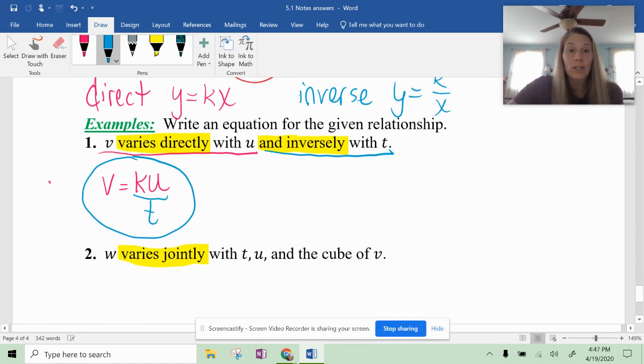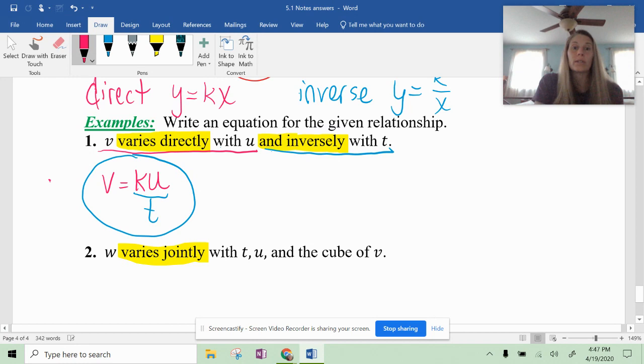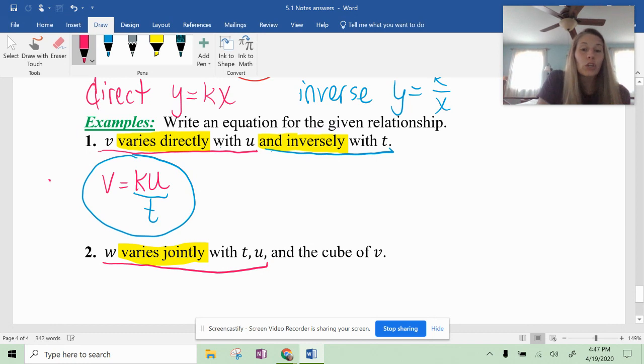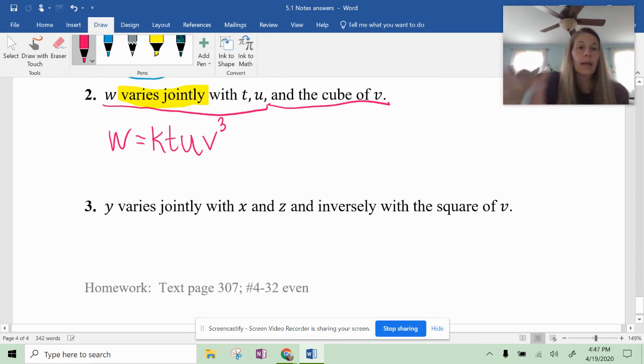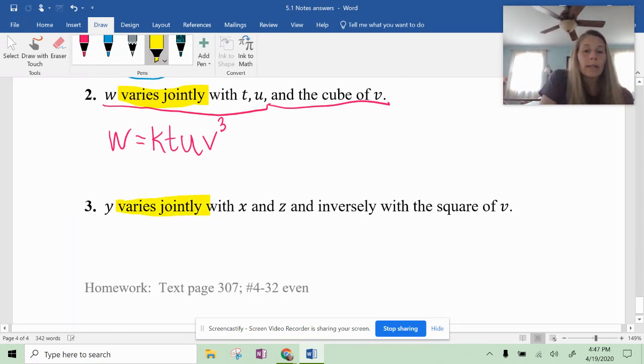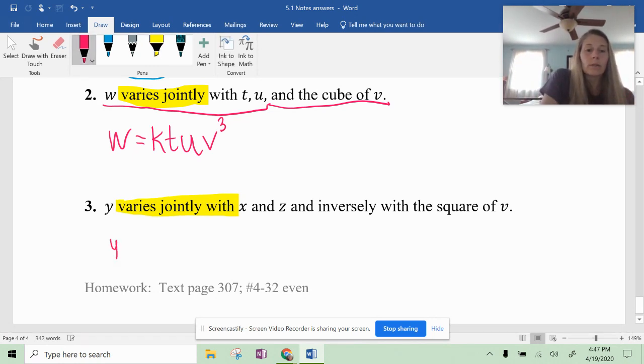Now remember, joint variation is really the same thing as direct variation, but you just have more things being multiplied. So w varies jointly with t, u, and the cube of v. So w equals k times t, u, and v cubed. That's it. Okay, then the next one we have y varies jointly with x and z. So we know this one is y equals k times x z. That one's pretty basic, that part.